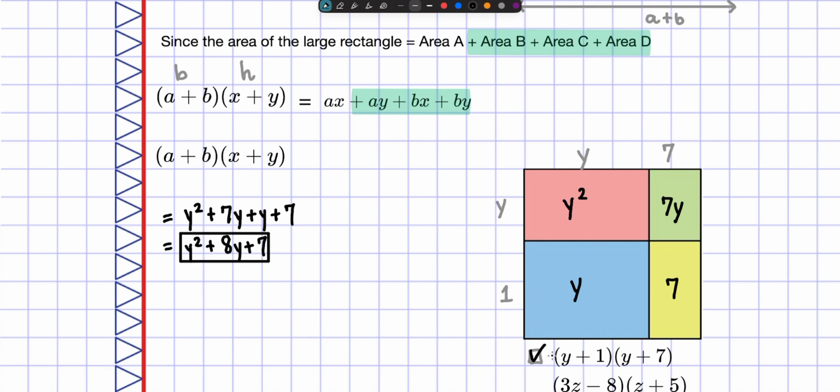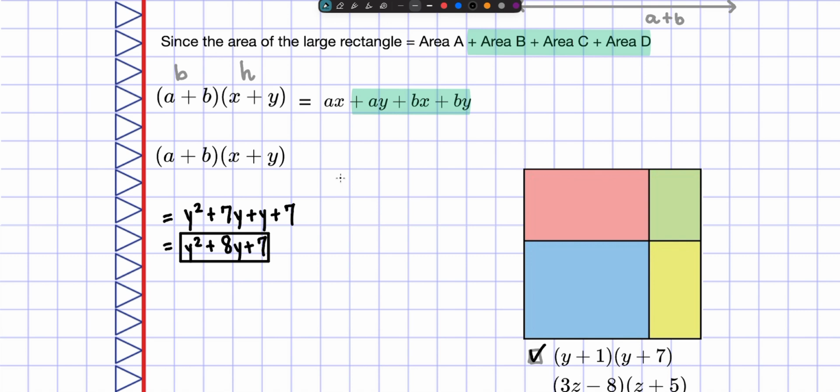So pretty neat. If it's helpful to see it visually, you could always do that. Let's try it again. This time, let's try the pure algebra mode. I think I'm going to try that before we do another area model.